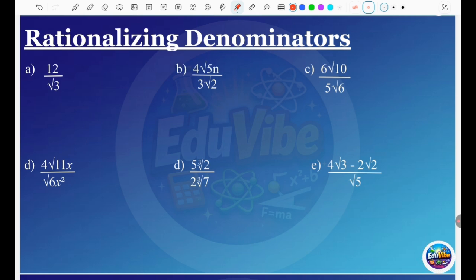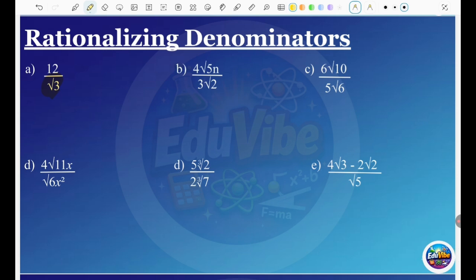This is the simplest question. So 12 divided by root 3. We have a division here in rationalizing denominators. So rationalizing is what? We can't leave the question if we have a root in the denominator. We have to make the denominator not radical.